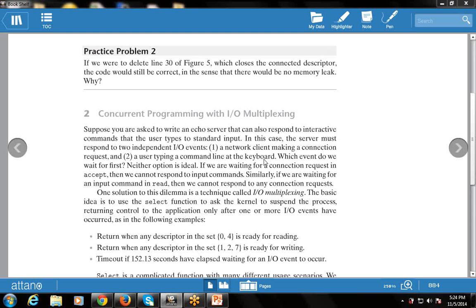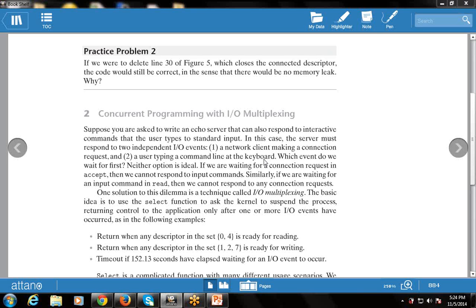So both are required at the same time. Connection is required and the input is also required, so we cannot simply choose between the two. One solution is to use a technique known as input-output multiplexing, where at the same time the connection is maintained and input can also be given.